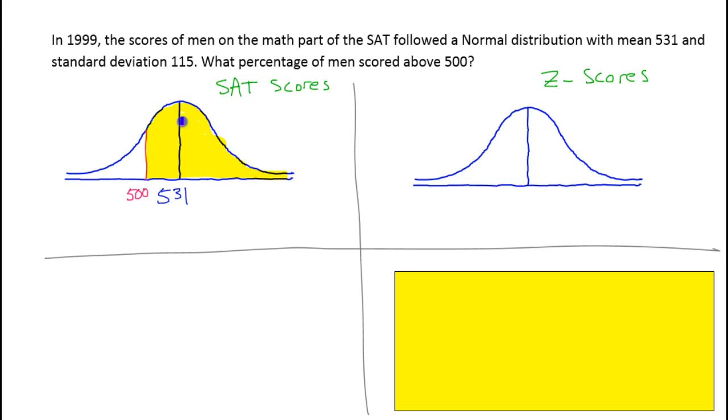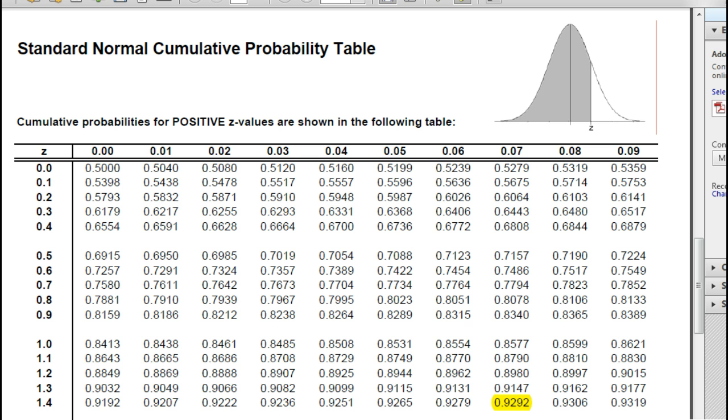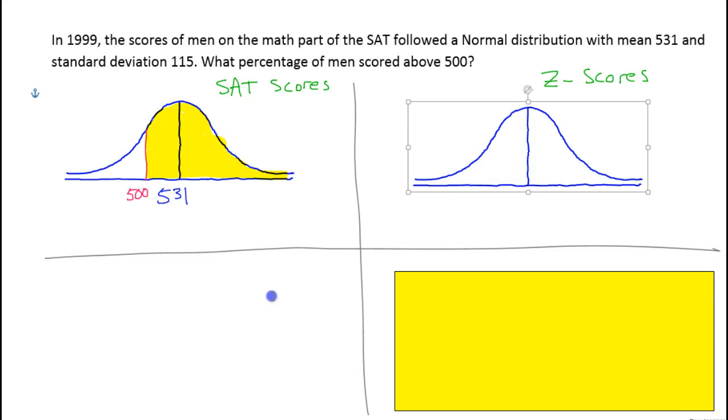Now we're going to use our z-score table, because our z-score table tells us the percentage of data to the left of any z-score. It doesn't tell us about SAT scores, but you'll see that we can match them up. For any SAT score, we can translate that into a corresponding z-score. So we need to find out what this z-score is. Let's go ahead and do that right now.